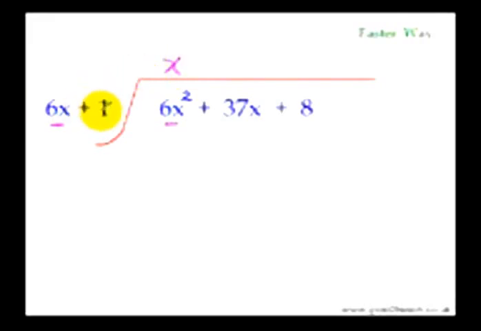Now like we always do, put the opposite of this constant term here. So put -1. Now multiply this -1 with this x and add it to the next term of the dividend. But before you put down the answer term, make sure you divide by this extra coefficient, that is 6. So -1 times x will give us -x, and minus x plus 37x will give us plus 36x. So before we put down 36 here, we divide that by 6. 36 divided by 6 will give us 6. So we put plus 6 here.